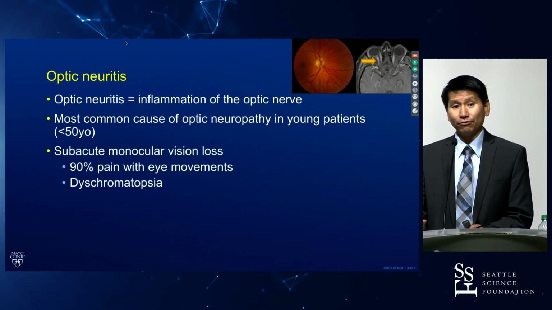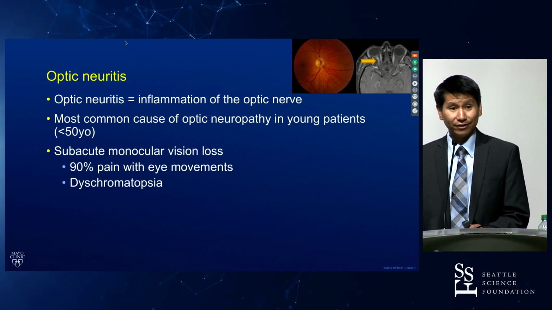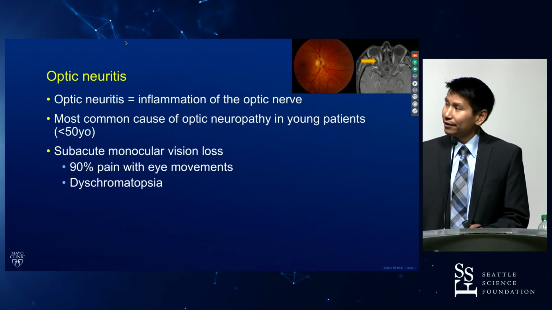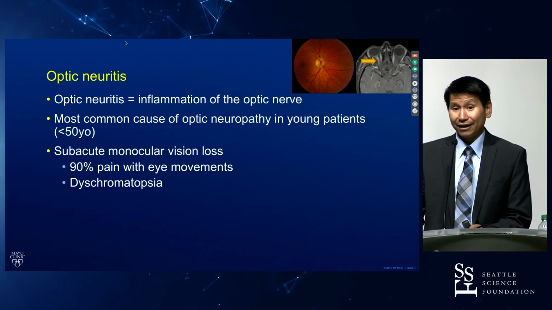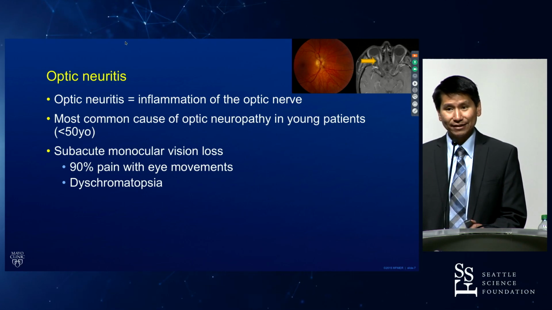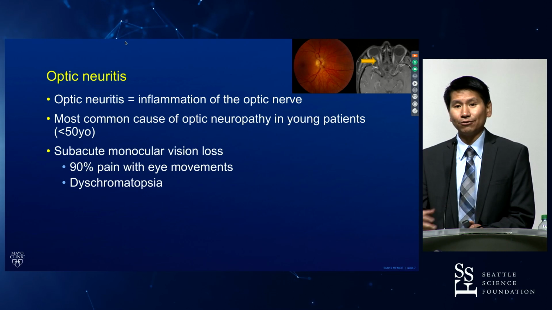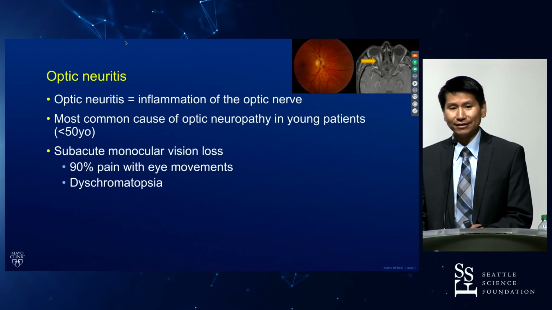Patients typically present with subacute monocular vision loss, with the nadir of vision loss typically happening about 3 to 7 days after the vision first starts dropping. And patients also often have pain with eye movements, a classic sign of optic neuritis. And patients will also complain of dyschromatopsia, where colors aren't quite as vibrant as they once were.